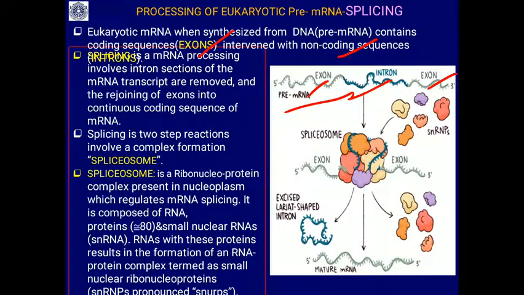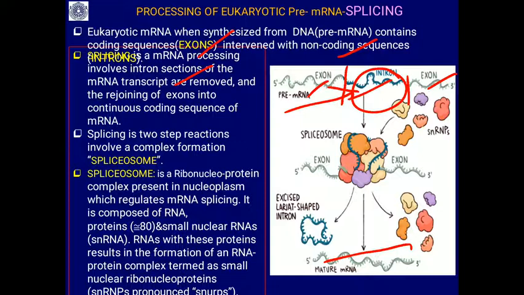During the processing of mRNA, the intron sections of the mRNA transcript are removed and the exons are rejoined. You will see here that these introns are removed, and the exons are rejoined, so this end of the exon joins with this end to form a continuous exon, or continuous coding sequence. This is the process called splicing.